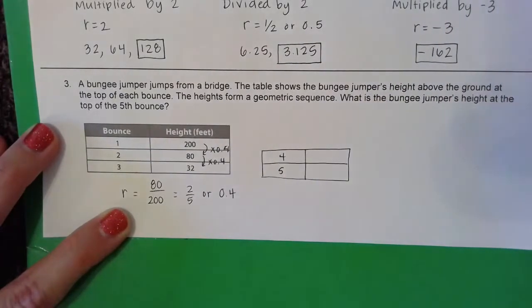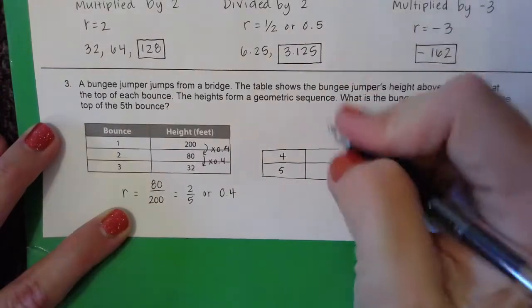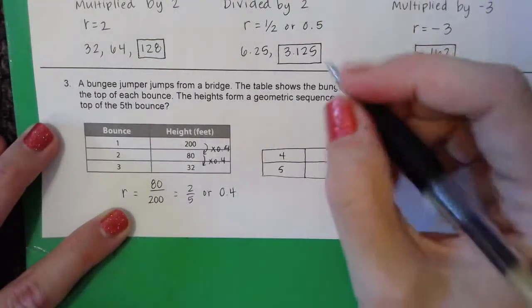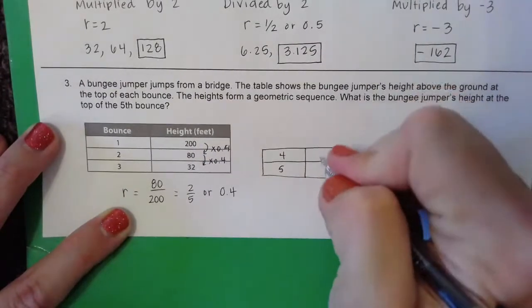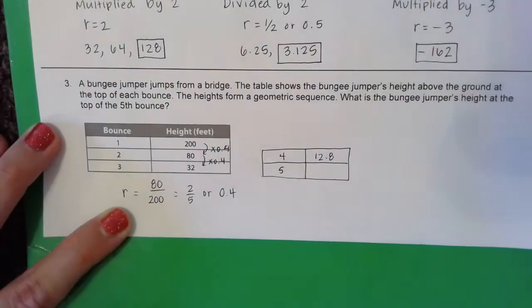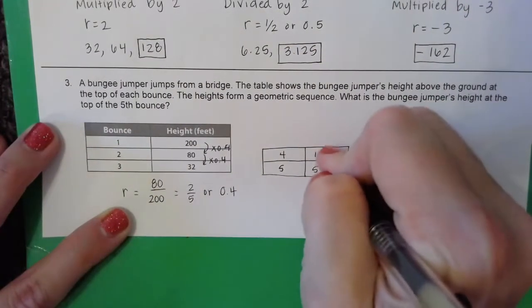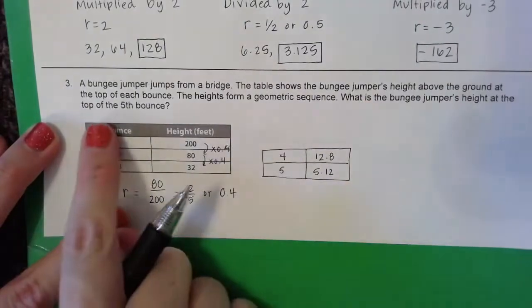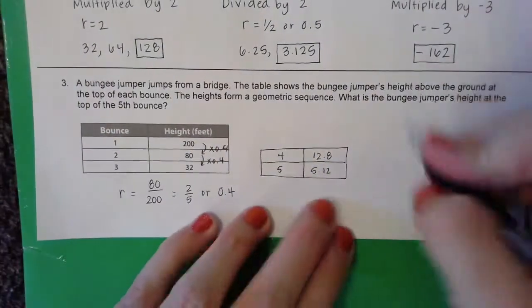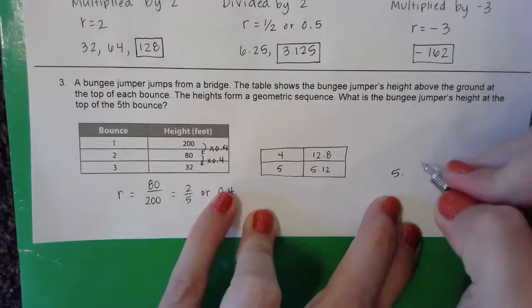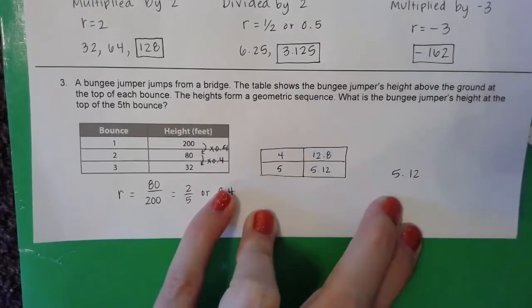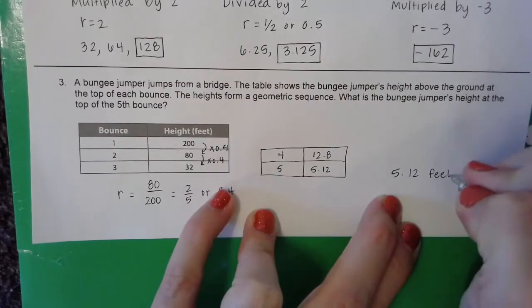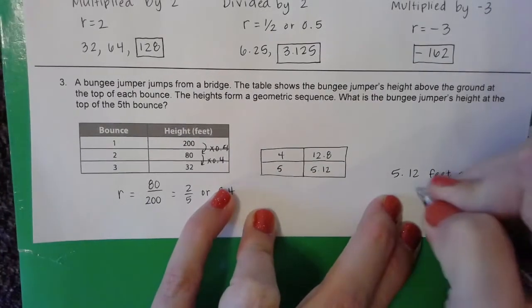So I'll do 32 times 0.4. I'm just going to keep the geometric sequence going by multiplying by the common ratio again. So I'll take 32 and I'll times it by 0.4, and that gives me 12.8. And then I'll take 12.8 and times it by 0.4, and it'll give me 5.12. So at the top of the fifth bounce, the bungee jumper would be 5.12 feet above the ground.